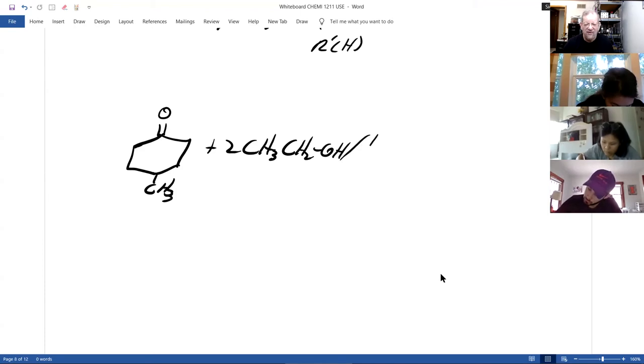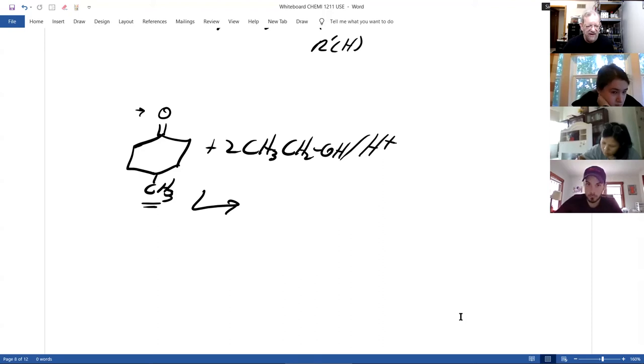And don't forget the acid catalyst. I almost did. What's the organic product or products for the following? And I'll do this one. If we look at the first molecule, what's different? Ooh, oxygen. And it's double bonded to carbon in the ring.